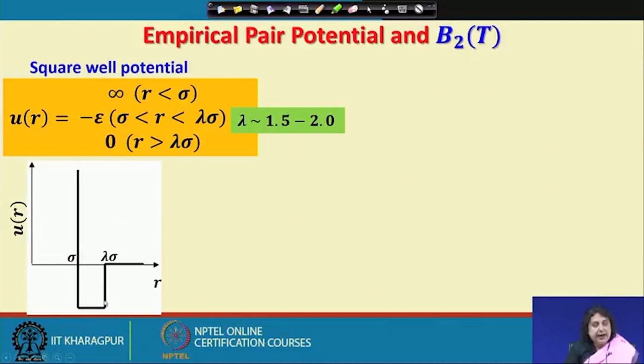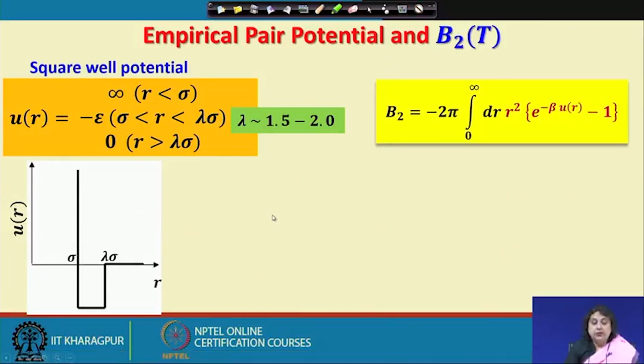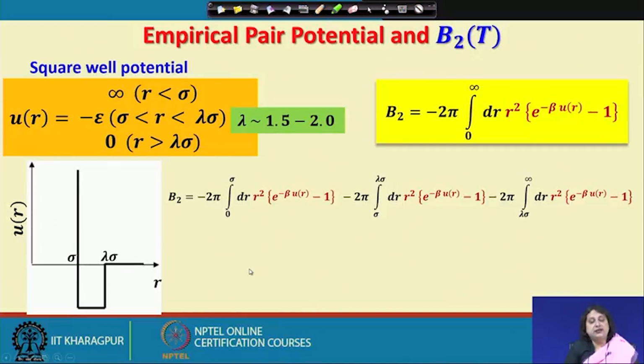There is an attractive square well between the length scale r equal to sigma to r equal to lambda sigma, and hence the name square well potential. So, unlike the hard sphere system, we not only have a repulsive part, we also have an attractive part in the interaction potential. Now, if I put this back into the expression for B2, you see that I will have to evaluate the integral in three distinct regions.